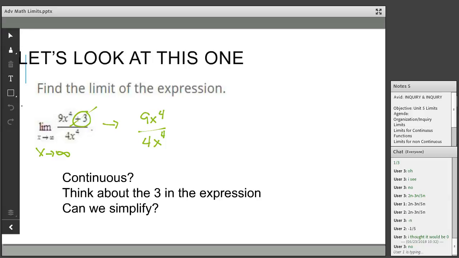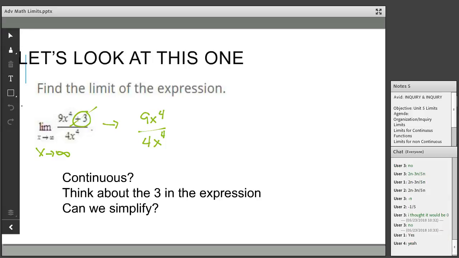Aaron's typing something. Does everybody get how 9x to the fourth is going to become huge in comparison to the 3? Yes. Okay. So we get rid of the 3. And now we have a more simple looking equation. Can we simplify this one?